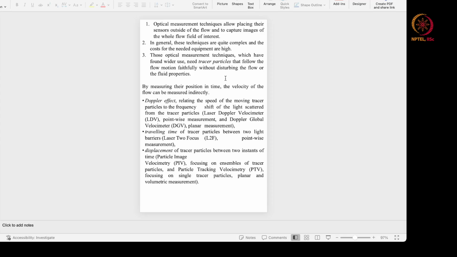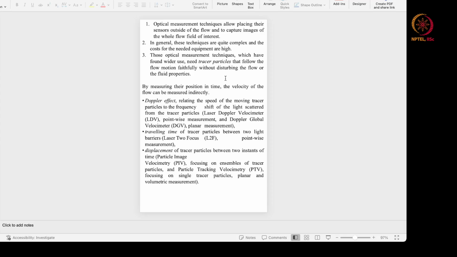So these also come in different types. One type we have already seen, that is the Doppler effect. It relates the speed of the moving tracer to the frequency shift of the scattered light, and this is called LDV. It is a pointwise measurement. There are other variations like Doppler global velocimetry, which we did not cover. But you can understand that you can use the Doppler effect, the frequency shift, to measure the velocity, right?